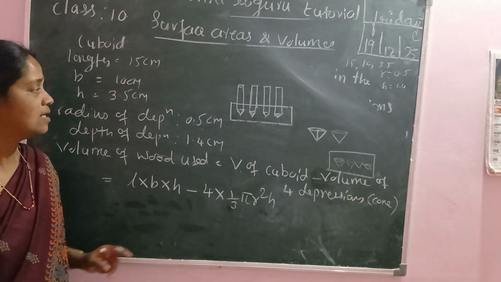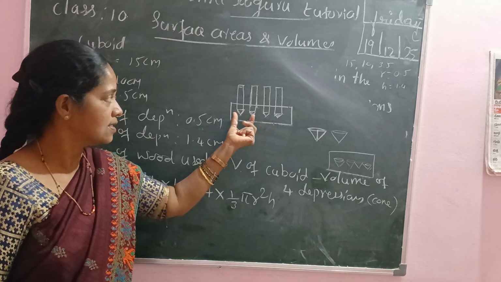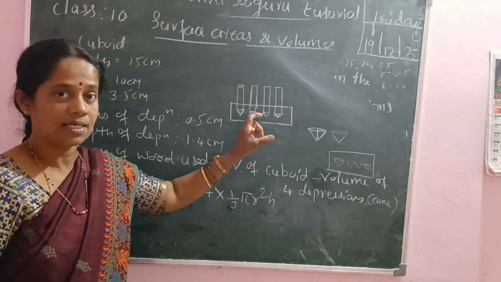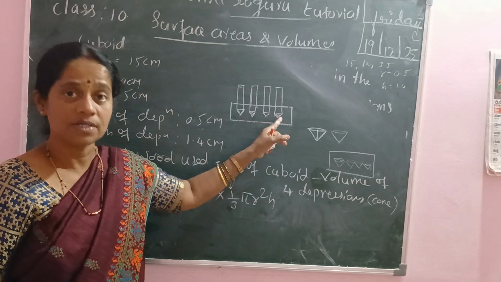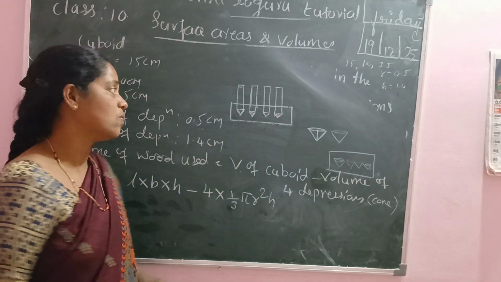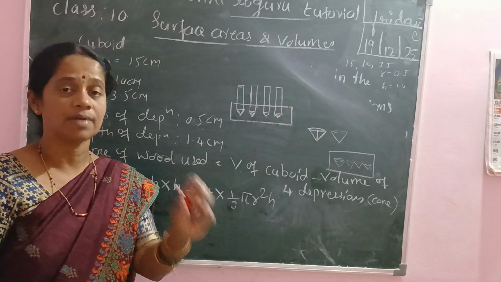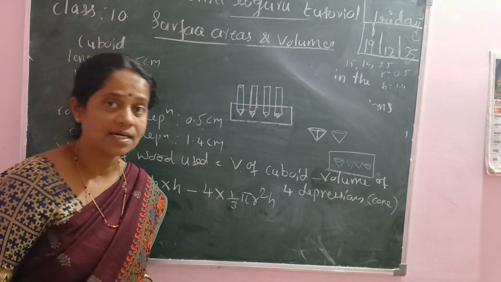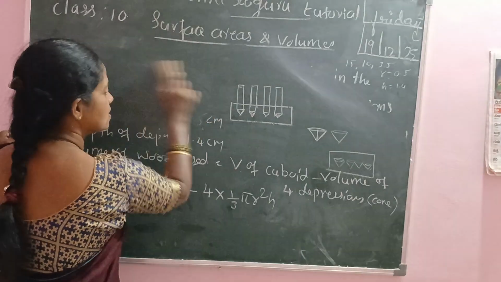It's very simple. You are having a stand, and you want to put a ball pen, so this makes four depressions. The four depressions are in the shape of the cone. Then we have to calculate the volume of the wood used to make the stand. Clear? Let us continue.